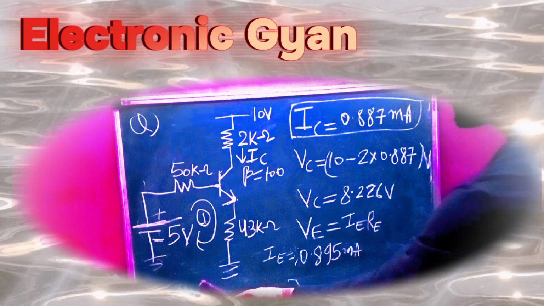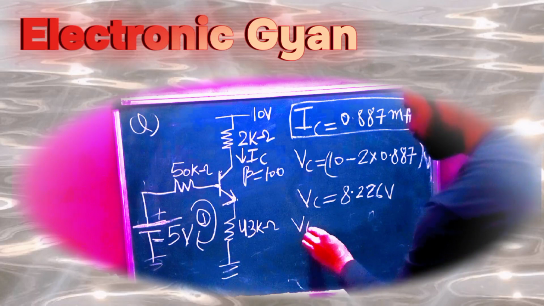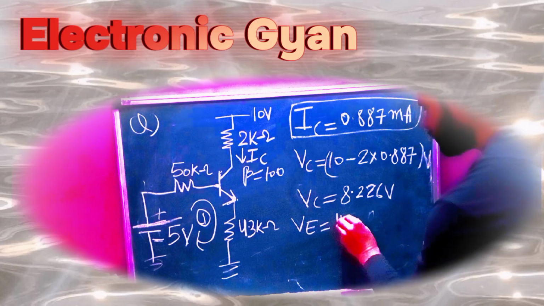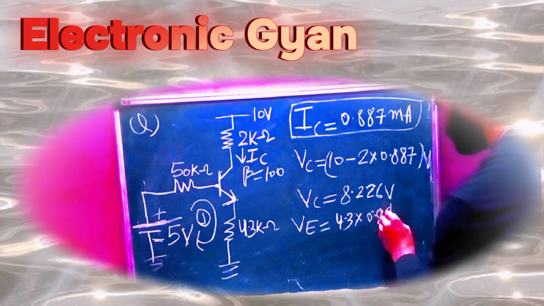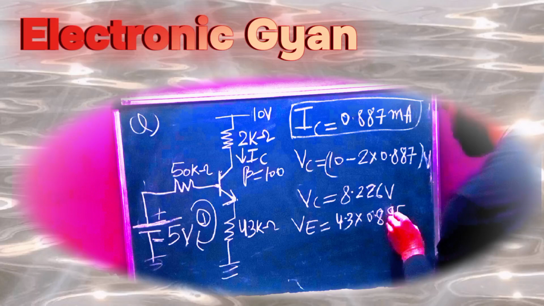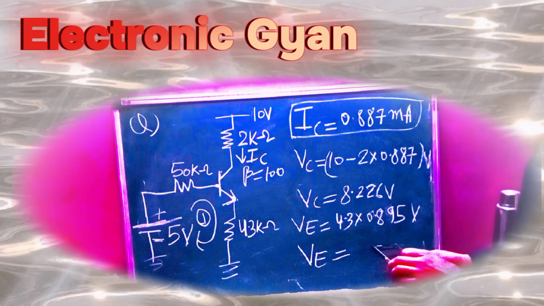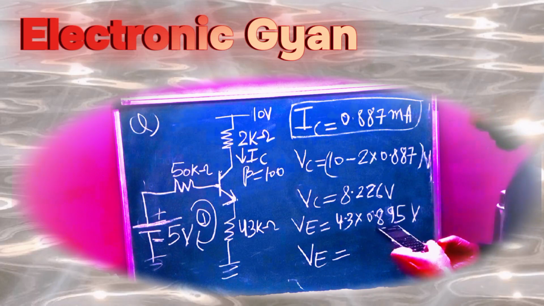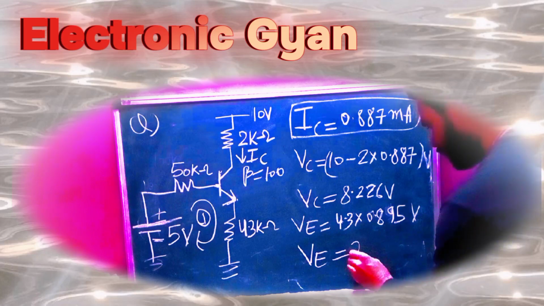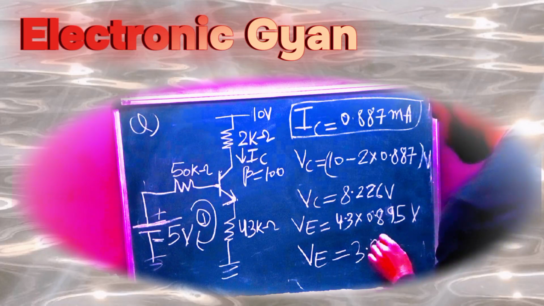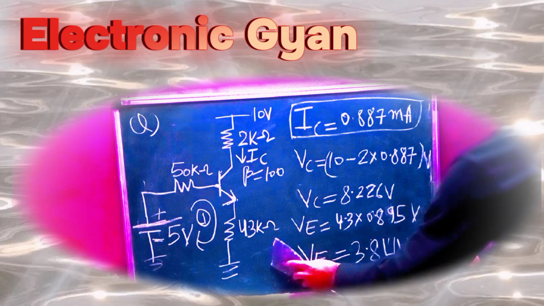When we put this IE here, what do we get? VE, the emitter voltage. VE is equal to 4.3 into 0.895 volt. So VE is nothing but 4.3 into 0.895, so it will be 3.84 volt. So this is my VE, 3.84, and VC is 8.226.